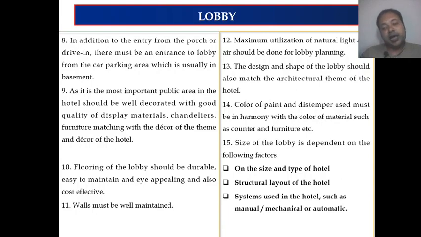They can have a boutique shop also in the lobby area for showing the identical culture of a nation. So it is very possible, and I have personally seen that most hotels in our country want to show our national or identical traditional cultural background through providing a boutique shop, the color of the hotel, and showing some wall paints and so on. If we see, the lobby also depends on the size and type of hotel and the structural layout of the hotel. As I said earlier, the systems used in the hotel may be manual, mechanical, or automatic.